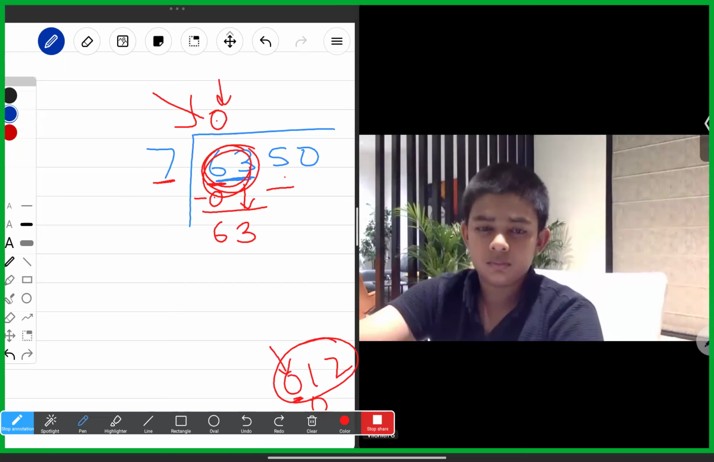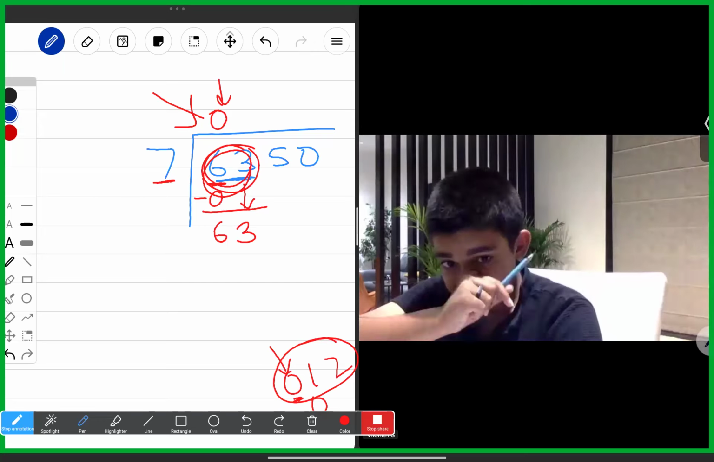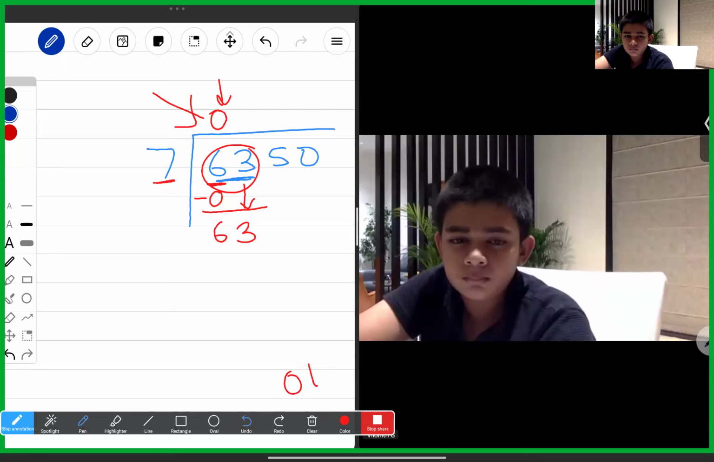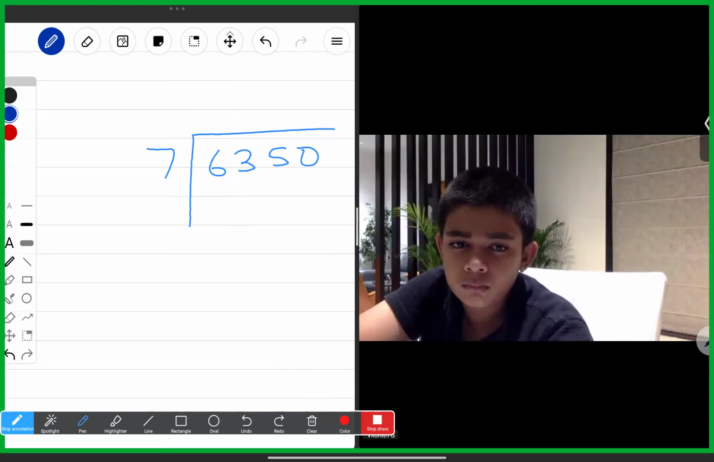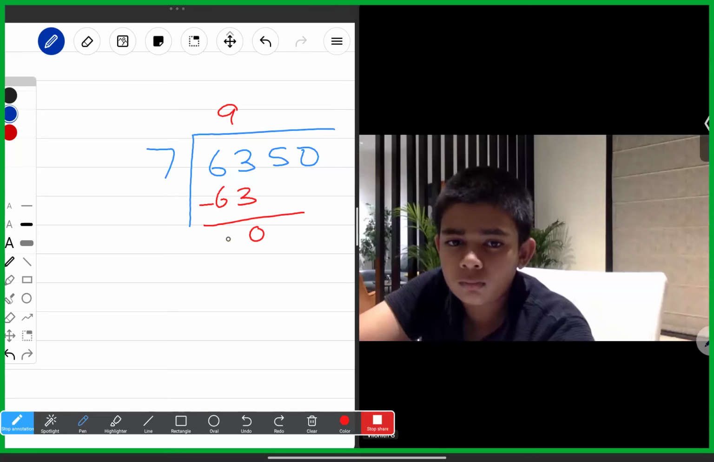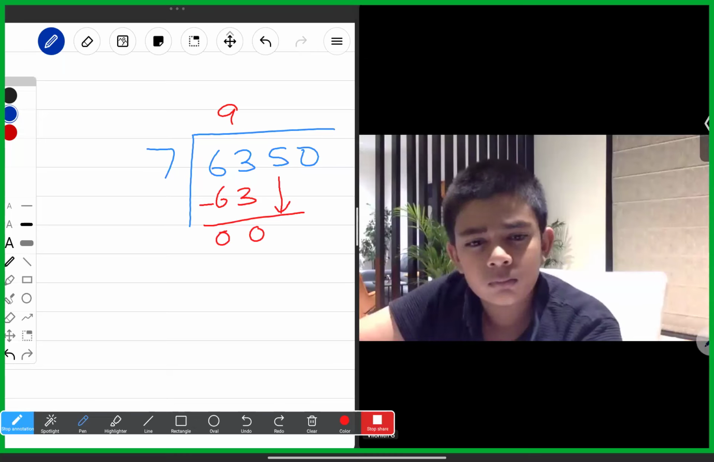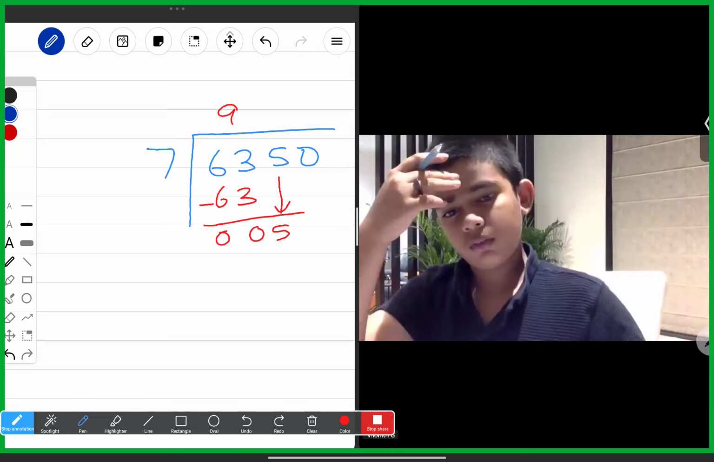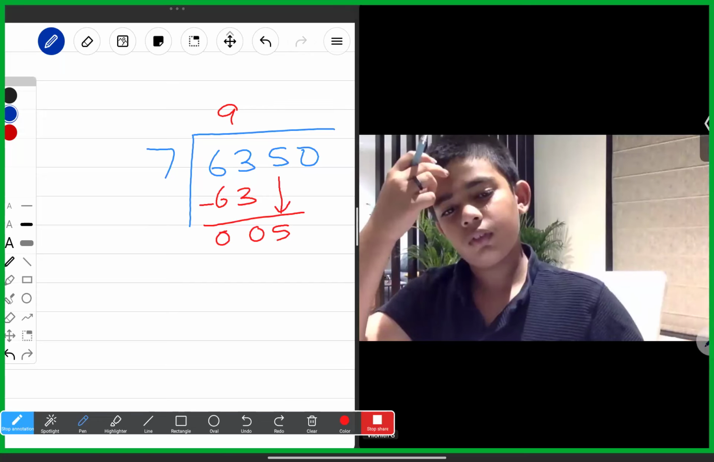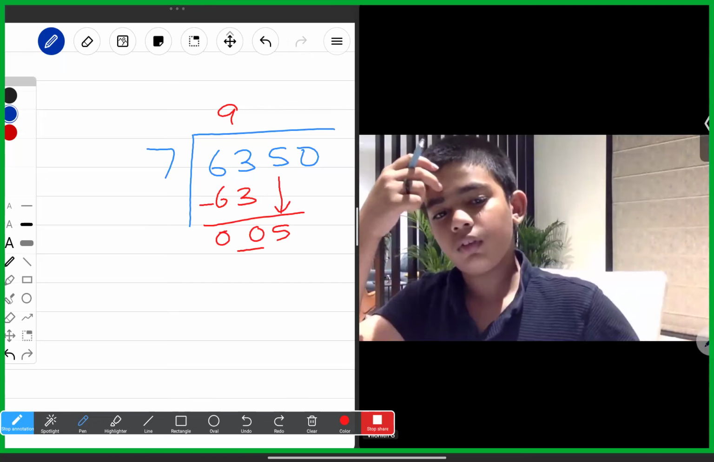But this will be repeated in the next step. Students will continue doing that. So here, suppose you considered 63 and took 7 nines, 63. Then you subtracted it, 3 minus 3 is 0, 6 minus 6 is 0. Then as per the procedure, you can bring only one digit down. Two digits we cannot bring. So one digit down.